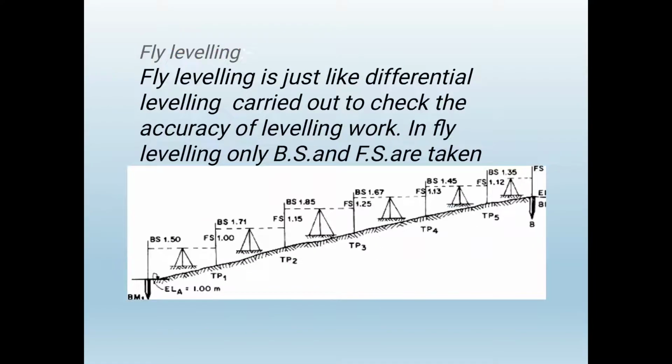Fly leveling. When differential leveling is done in order to connect a benchmark to the starting point of the alignment of any project, it's called fly leveling. It is also done to connect the benchmark to any intermediate point of the alignment for checking the accuracy of the work. In such leveling, only the backsight and foresight readings are taken at every setup of the level and no distances are measured along the direction of leveling. The level should be set up just midway between the backsight and the foresight.